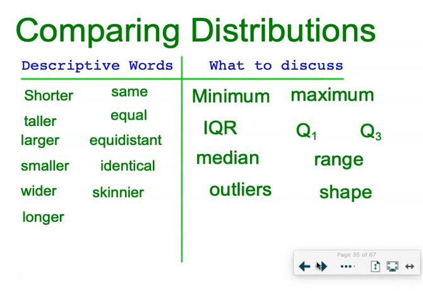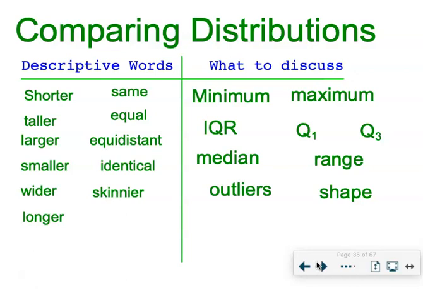The things you should be discussing are the pieces of the 5-number summary. What is the minimum? What's the maximum? Q1, Q3. Where is the median? What's the IQR? Are there any outliers? Maybe this one has outliers and another one doesn't. And then maybe the shape a little bit. So on the left is words you can use. On the right is things you can talk about.